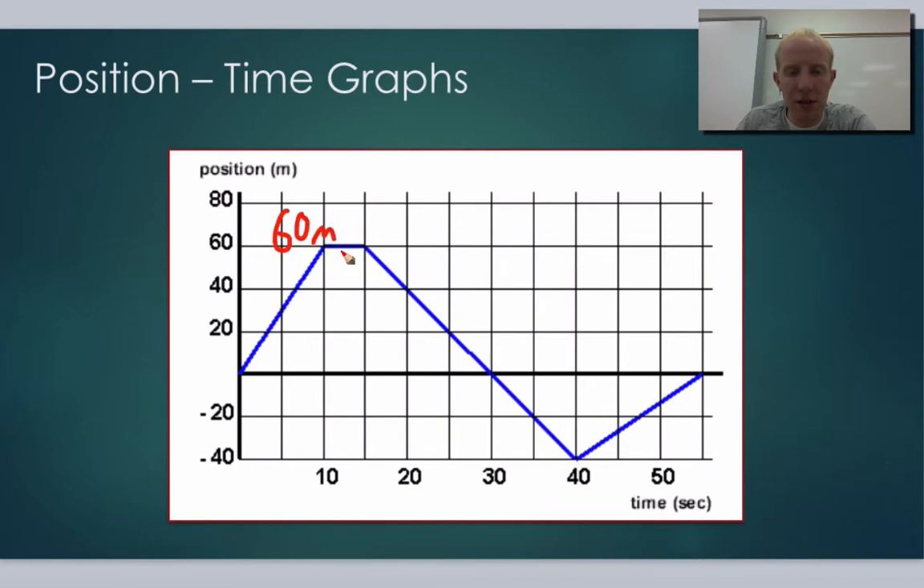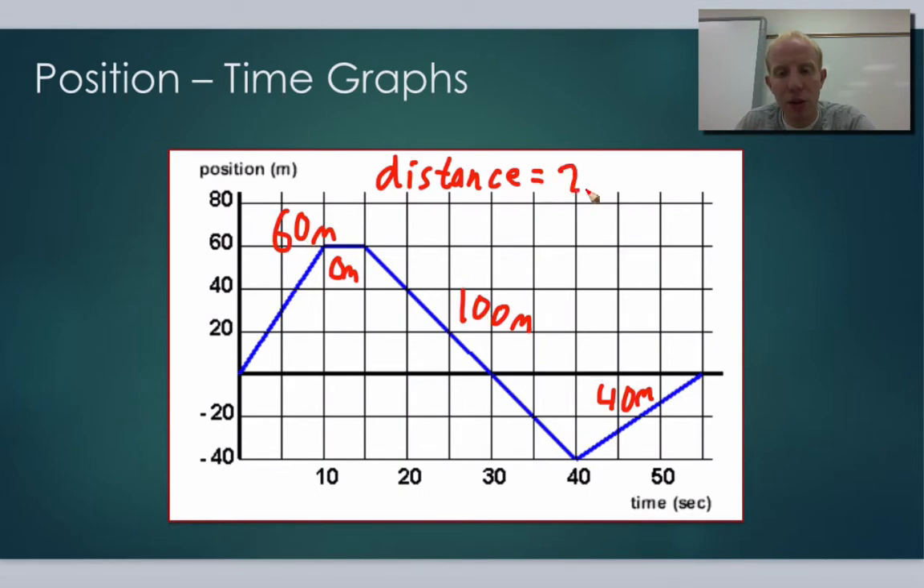Then it was sitting still for 5 seconds, so that was only 0 meters. It didn't move anywhere. Then it moved down to -40, so the distance from 60 to -40 is 100 meters. Then it moved back up to 0 meters, so it went from -40 to 0, a distance of 40 meters. So we know that this object traveled a total distance of 60 plus 100 plus 40, that's 200 meters. From this graph we can tell how far this object traveled. Its distance was 200 meters.